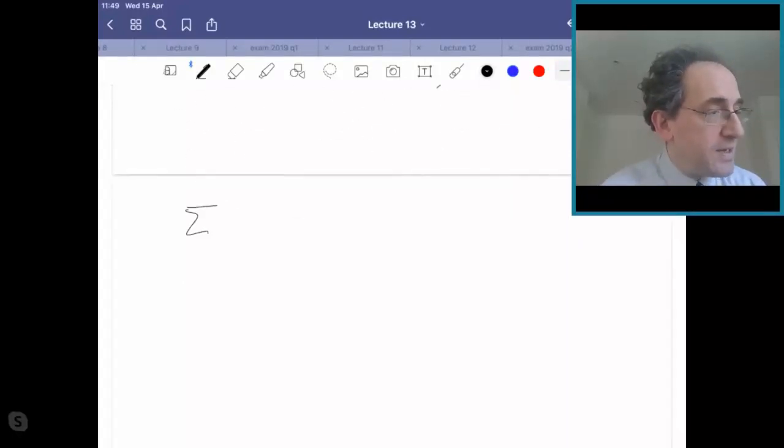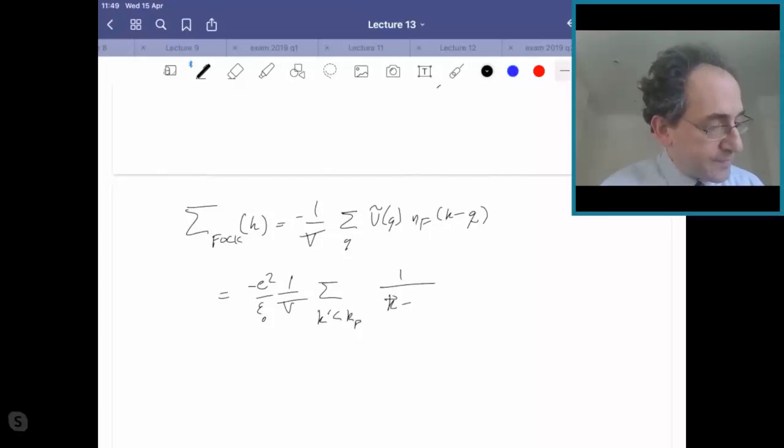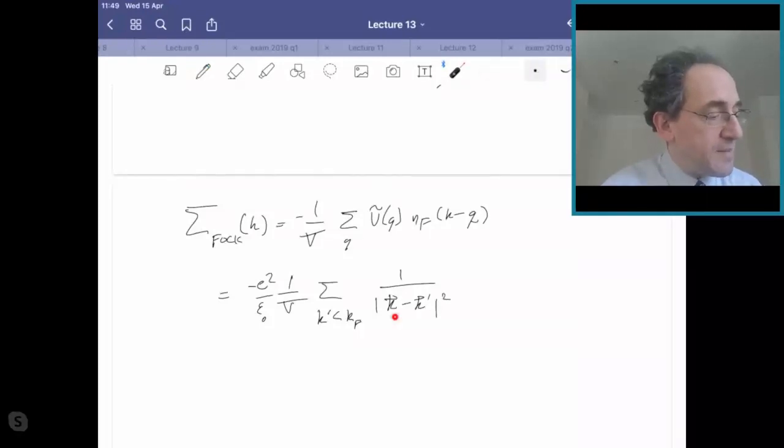Sigma Fock of k is minus 1 over volume, sum over q, v twiddle of q, n Fermi of k minus q, which we can rewrite as minus e squared over epsilon naught, 1 over the volume of the system, sum over k prime less than kF, and then 1 over k minus k prime. So I shifted this sum such that q is k minus k prime, and k prime is k minus q.